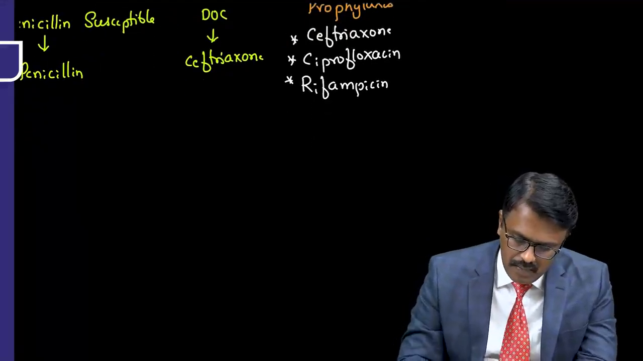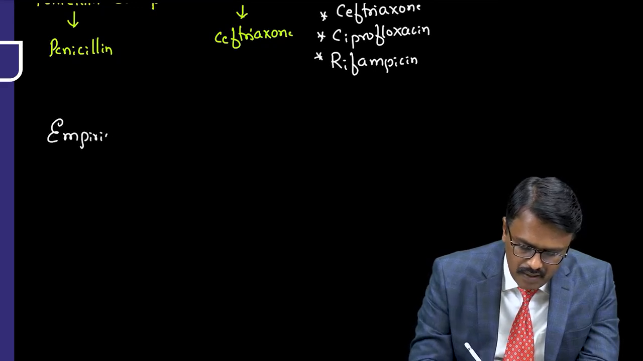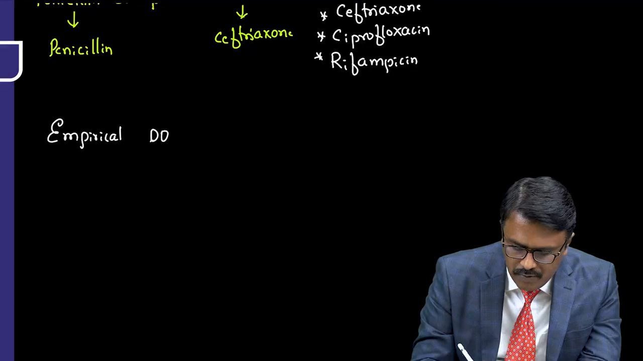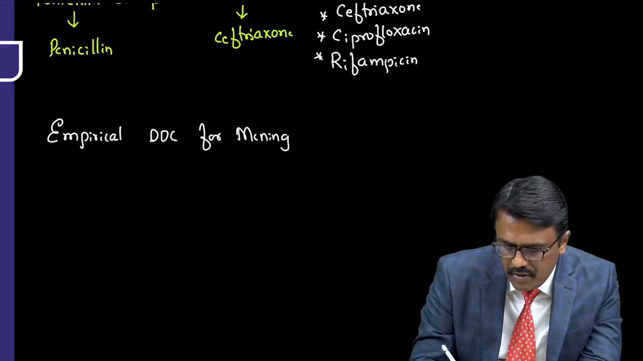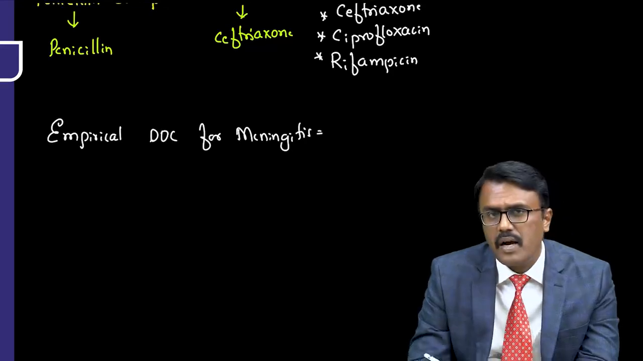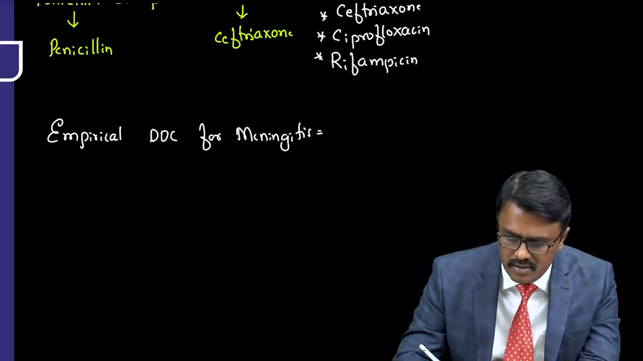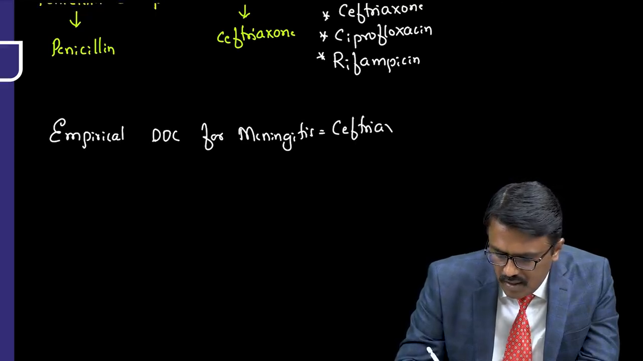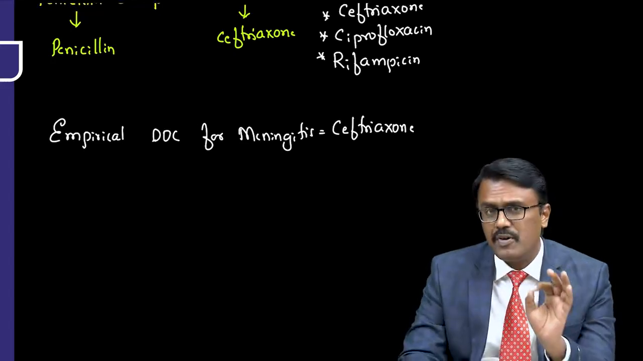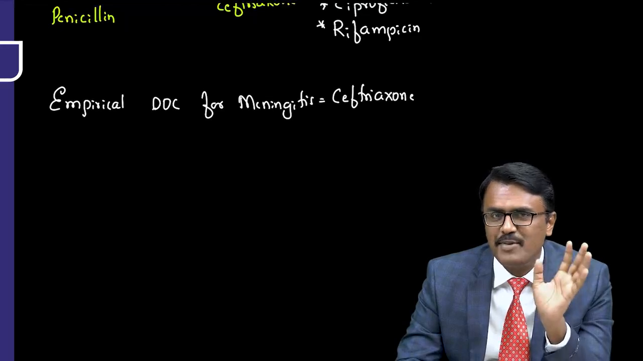Now I told you, I'll repeat this point again. If the patient comes with meningitis, the empirical drug of choice for meningitis is ceftriaxone, because it covers most of the bacteria causing meningitis like H. influenzae, then staph, strepto, and all those things. So the drug of choice is ceftriaxone. But in one meningitis, ceftriaxone will not work.